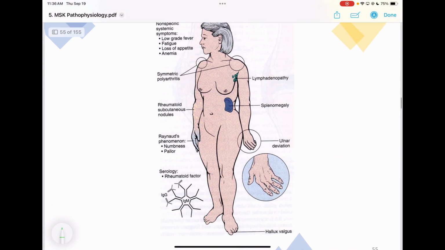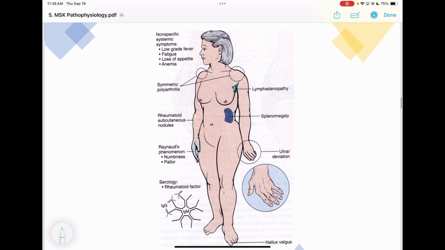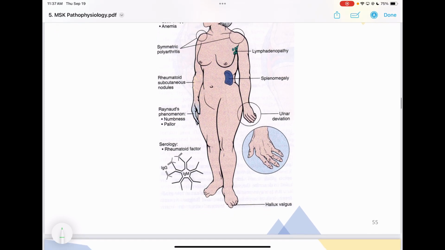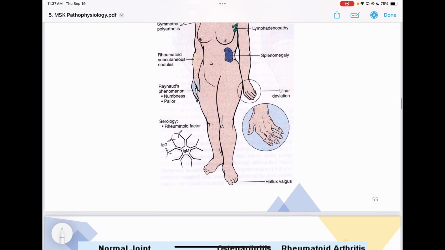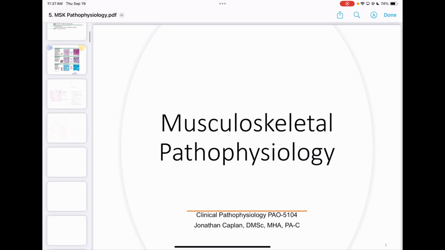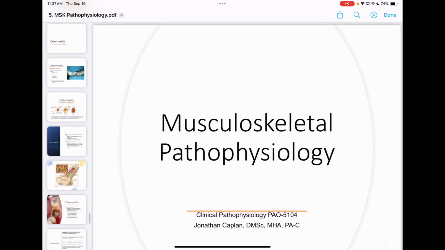And here's again, signs and symptoms of rheumatoid arthritis: systemic polyarthritis, bilateral, rheumatoid nodules, ulnar deviation, swan neck deformities, boutonniere deformity of the thumb, all different things. Serology is going to have a rheumatoid factor. So again, we're almost done anyway. So they're going to have that seropositive.